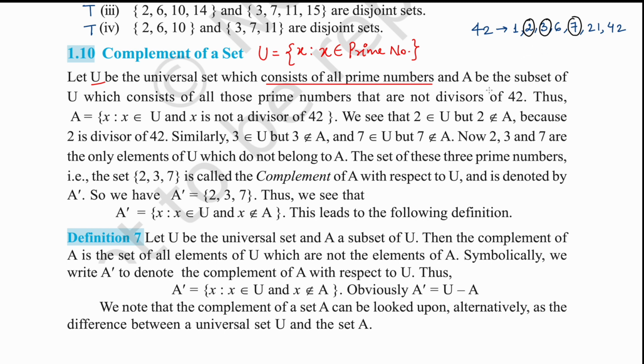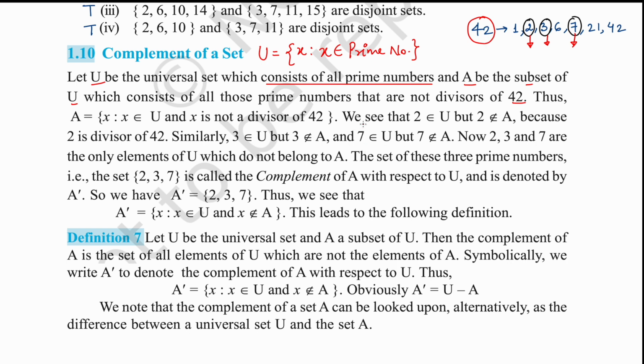divisors, right? But in the example, we are not considering these three because we wanted to form the set A in such a way that it should be a subset of U which consists of all those prime numbers that are not the divisors of 42. So that means we want to form a set A which does not contain the elements 2, 3, and 7, right? Because 2, 3, and 7 are divisors of 42 and we are trying to form a set which does not have any divisors of 42 whatsoever, right?